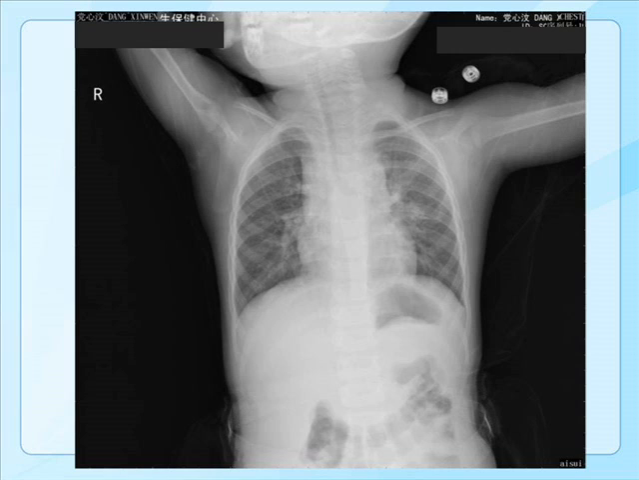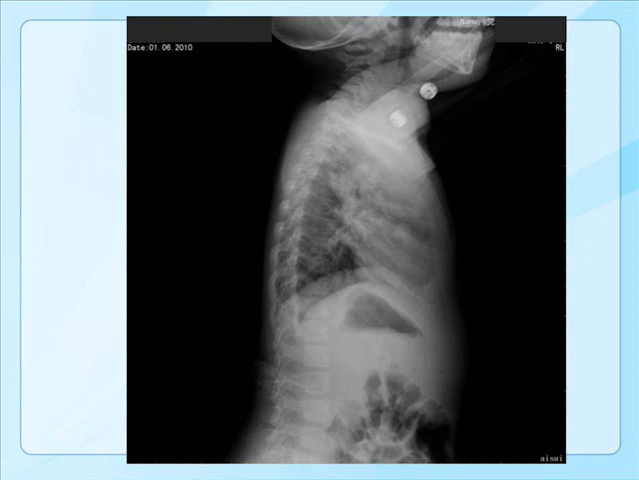So here's the child's x-ray. Again, it's a little difficult perhaps to interpret, but there appears to be some abnormality in the left upper lobe, possibly some increased markings and possibly some left lower lobe disease as well, and possibly some calcified mediastinal nodes.